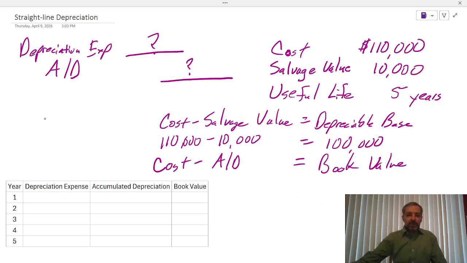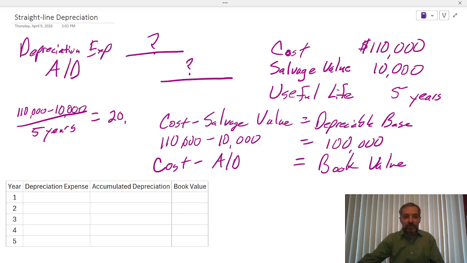The straight line method just takes that depreciable base and spreads it evenly over the 5 years. So we're just going to go 110,000 minus 10,000 and divide that by 5 years. So we get 100,000 divided by 5 years is $20,000 per year. That is what is going to go into our journal entry every single year.